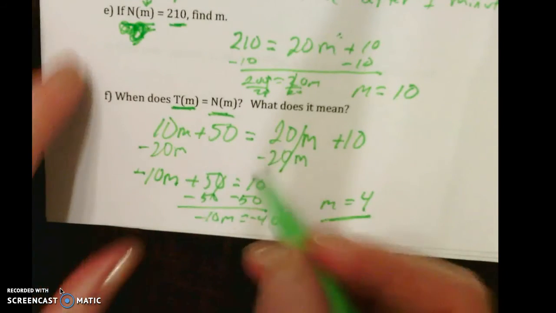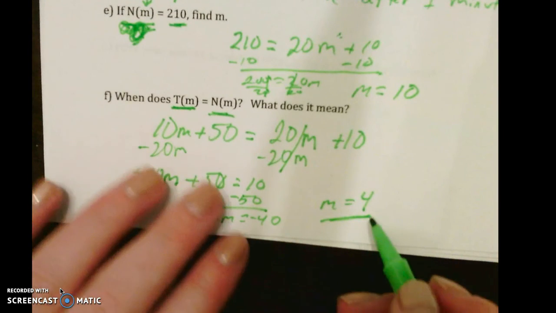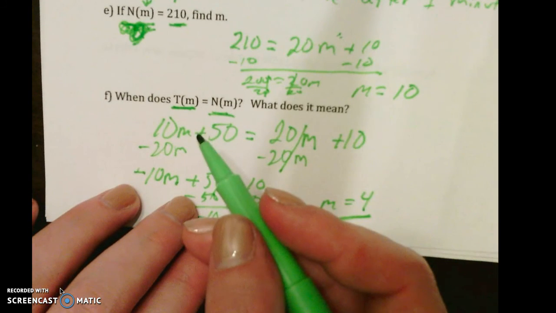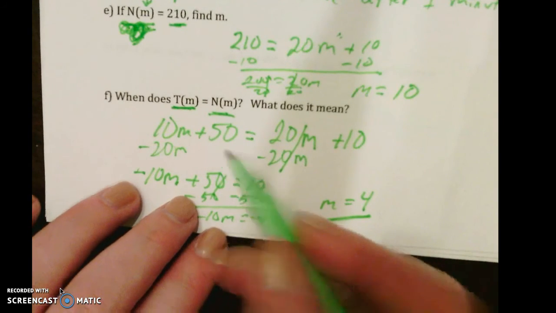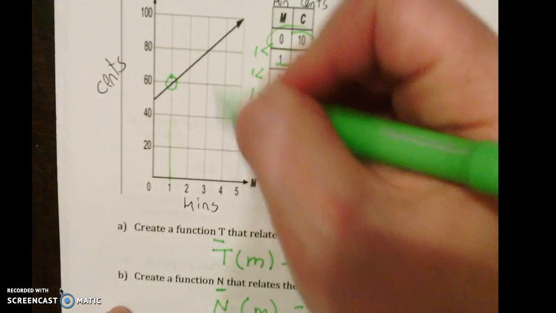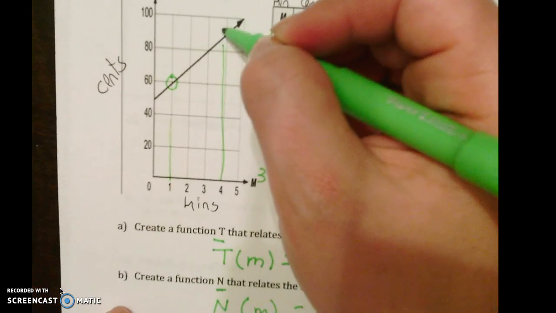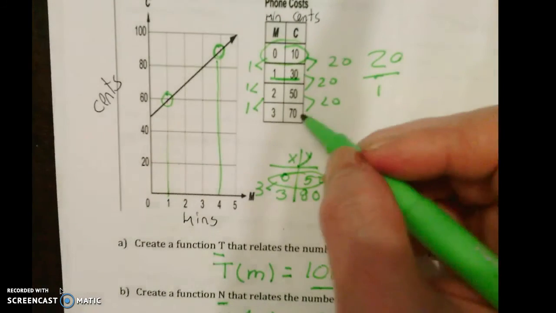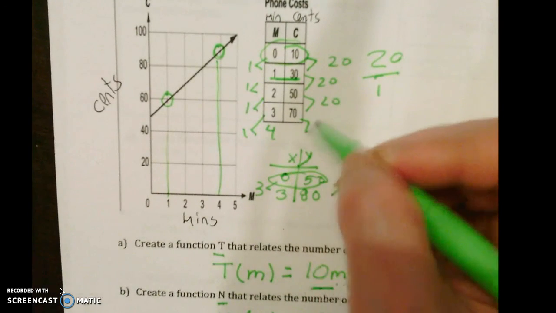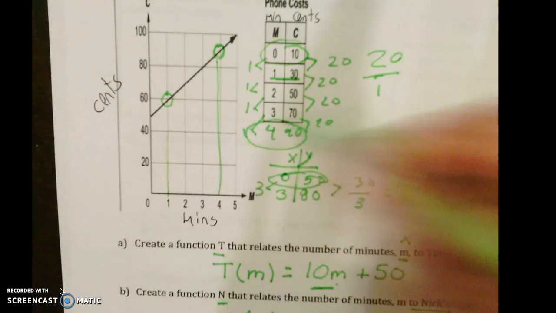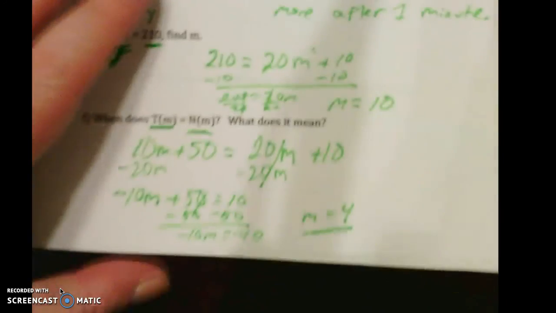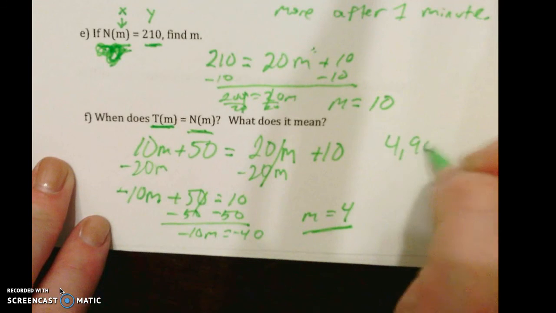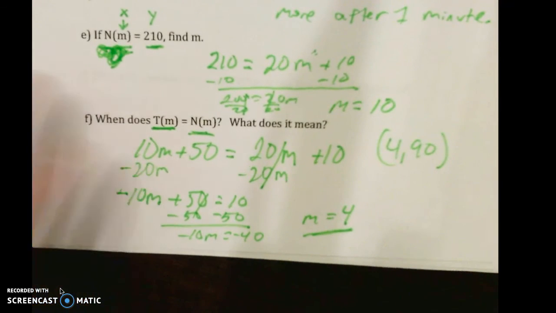Well, this is a system that you already answered, right? So if m is 4, I have to substitute m back in to find out what c is, the total cost. Or I can look and see if it gives it to me. At 4 minutes, I can't see it on Tom's, but if I go up 1, I can get to 4, and up 20 here, I can get to 90. So 490. And then write what this means.